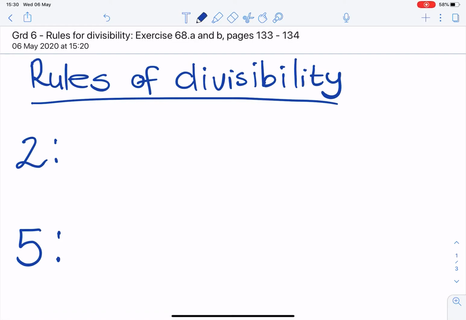Hello grade 6s. We are looking at the rules of divisibility today. Now you may have heard of these before, but they are very useful, and if you take the time to put them into practice, I think that you'll be surprised how often you use them right through your schooling career and after that even.